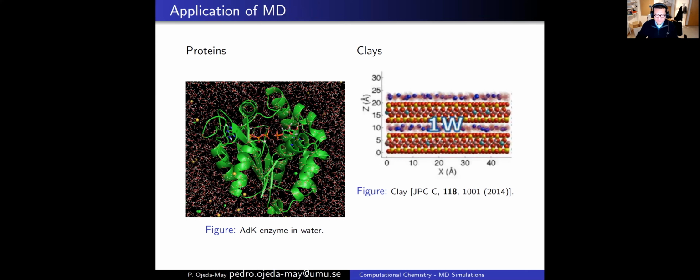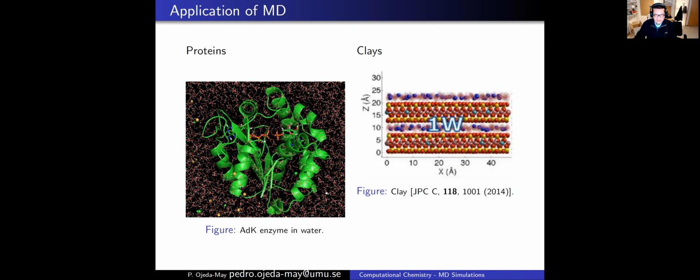So these are some possible systems that can be treated with molecular dynamics. In this case, I show you an enzyme in water. So these little things here are water molecules, and the spheres are the ions, and this monster here is a protein, right? And inside the protein, there could be some small molecules, also called ligands, right? And this can be solved in molecular dynamics.